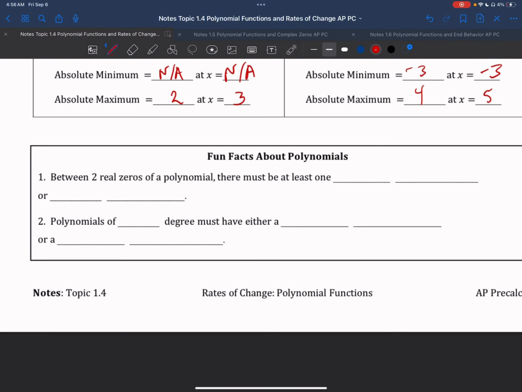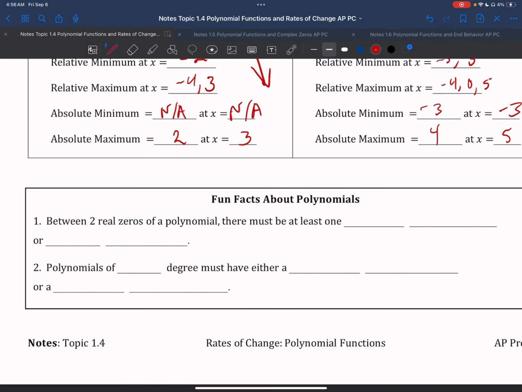Here are some fun facts about polynomials. So between two real zeros of a polynomial, there must be at least one local maximum or local minimum.